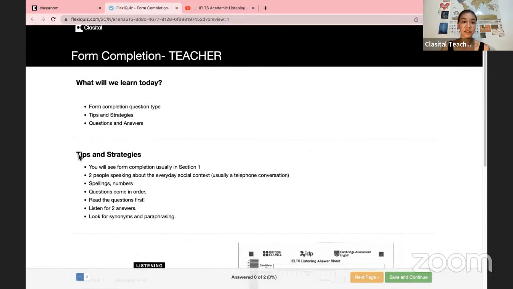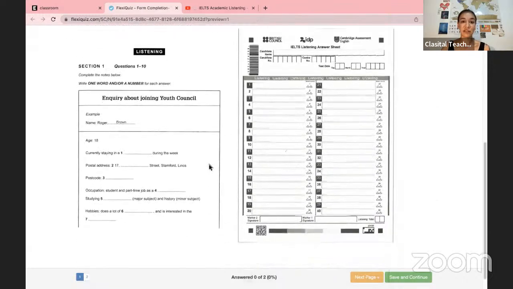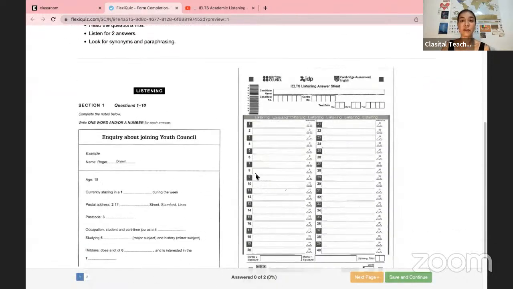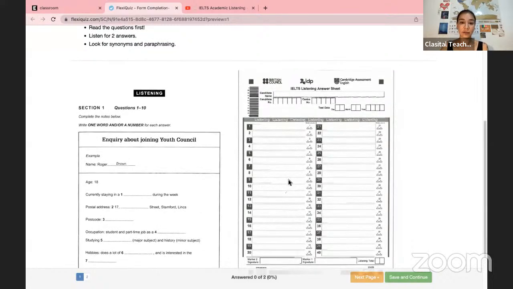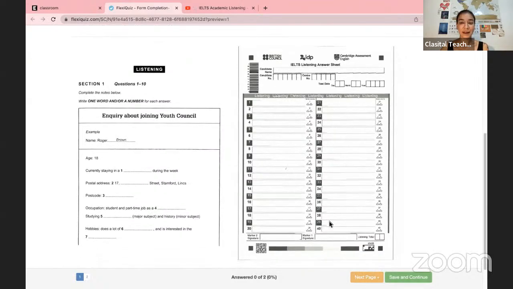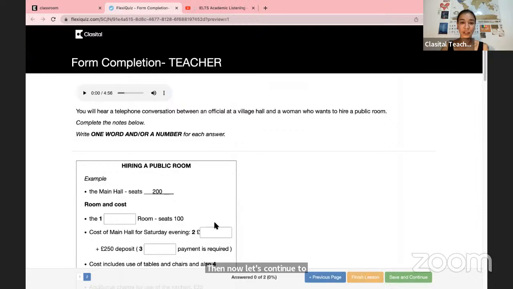Okay, we looked at tips and strategies. We saw how you will see this in the real exam. Then let's continue. Now let's continue to the second page, to the question and answer part.